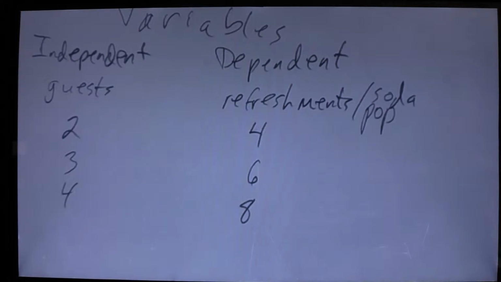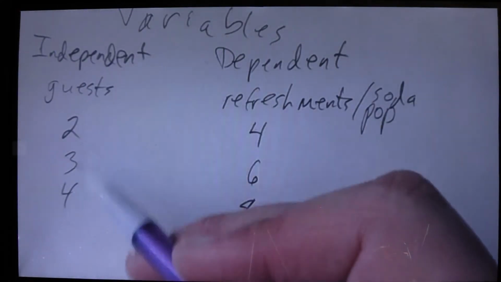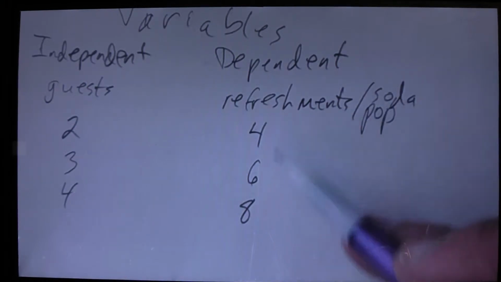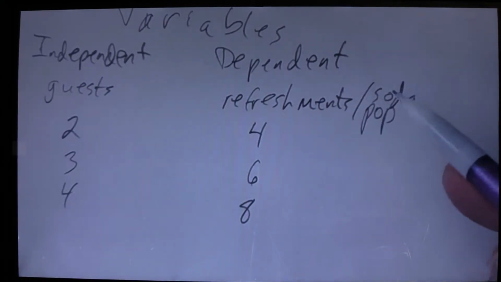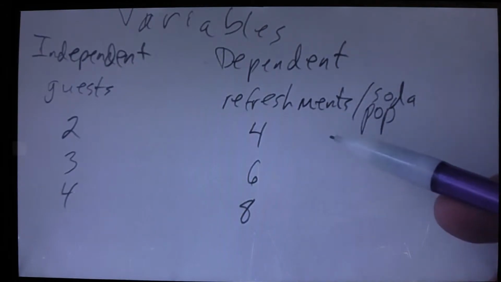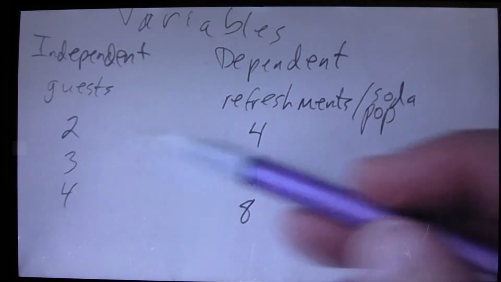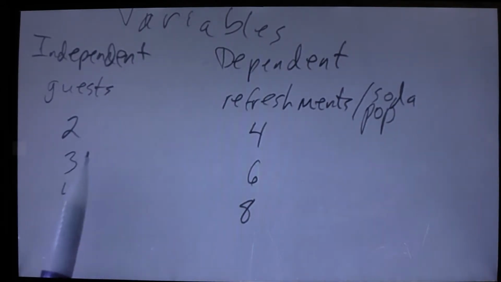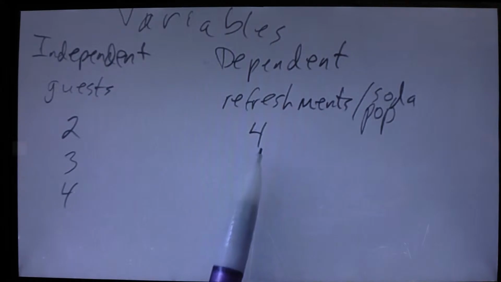And so in this situation, the number of guests would be my independent variable, and the amount of refreshments, in this case soda pop, would be my dependent variable. I'm only going to get enough drinks depending on how many guests show up. So that's why this is the dependent variable. Now notice that as the number of guests goes up, the number of refreshments also goes up. When you have a relationship like that, we call that a direct relationship. When one variable goes up and the other variable goes up, then you have a direct relationship.